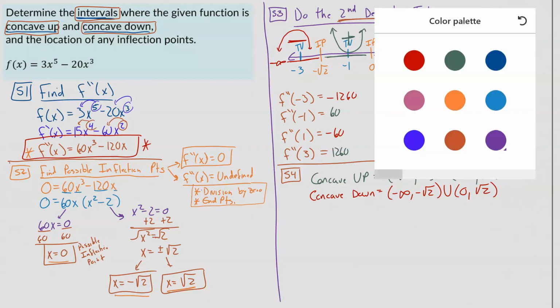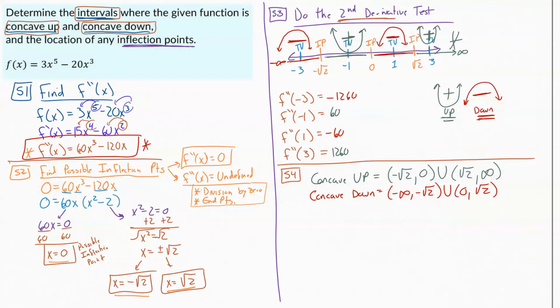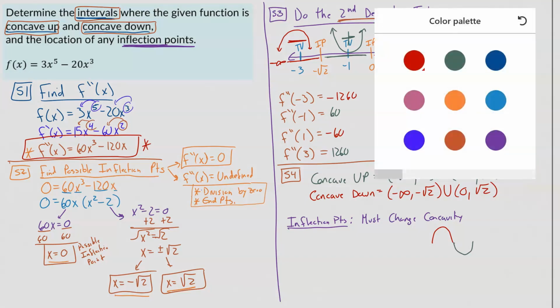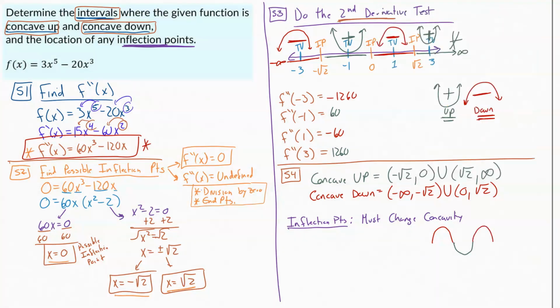The last question on here wants to know about the location of any inflection points. Inflection points can happen where the second derivative equals 0 or the second derivative is undefined, but it must also change concavity at that position. So the graph needs to change from going concave down into concave up, or it needs to change from concave up into concave down. Wherever those things happen, that's when we know we've got an inflection point.